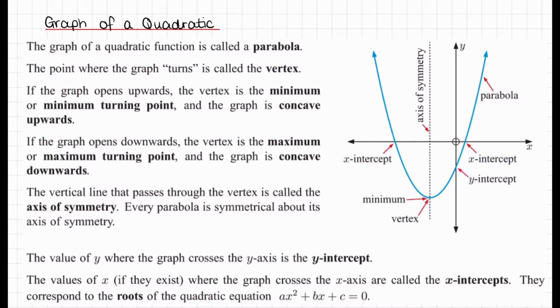And you also have this axis of symmetry here, and the axis of symmetry is the x-coordinate of the vertex. A parabola has a minimum or a maximum turning point depending on the shape of the curve, whether it's a happy face or a sad face. And then you can have x-intercepts and y-intercepts.